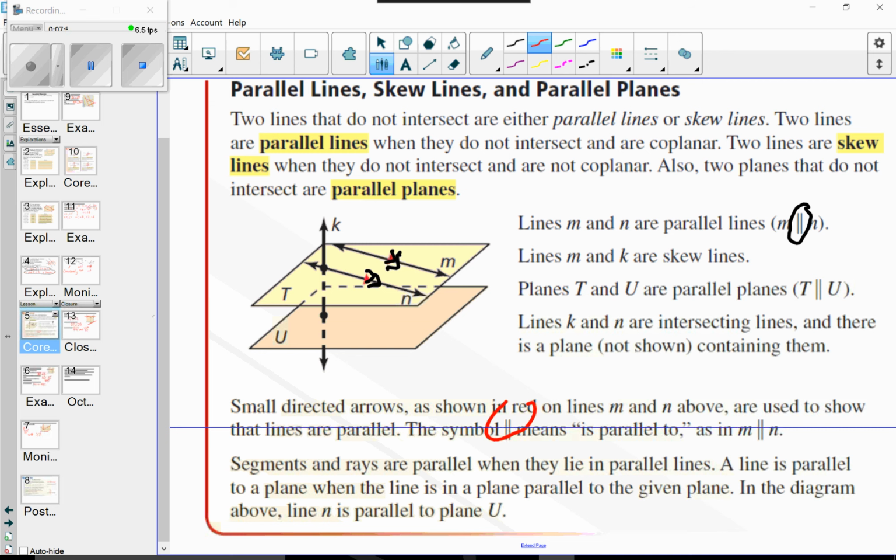Also, segments and rays are parallel when they lie in parallel lines. And a line is parallel to a plane when the line is in a plane parallel to a given plane. So in the diagram above, line N is parallel to plane U. Line N is parallel to plane U because plane T is parallel to plane U, and line N is in that plane. Okay, moving on.